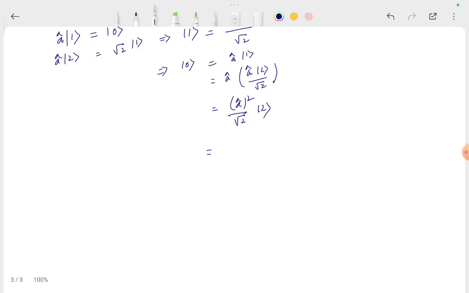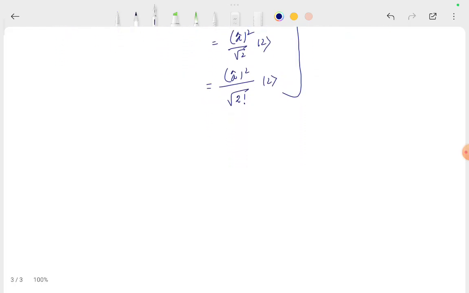So this equals a squared equals root 2 factorial ket 2. We can easily write it. So this is the step by which we find from ket 2 to ket 0. Next we find from ket 3 to ket 0. How can I find it? The same process we do.